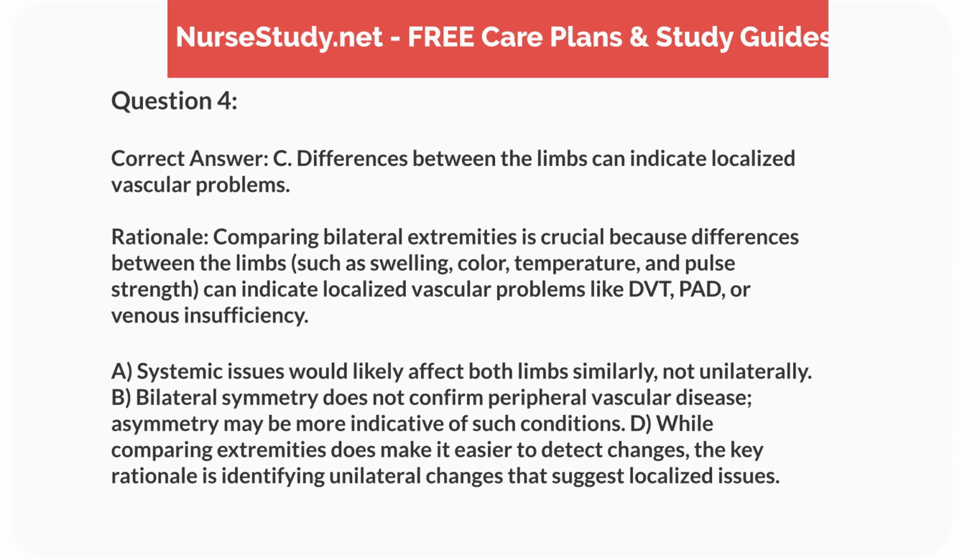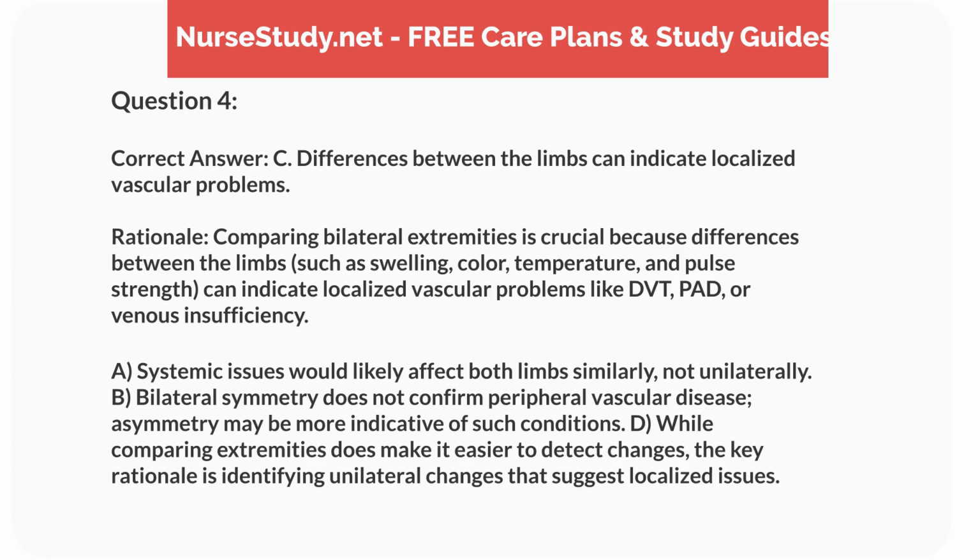Correct answer: C. Rationale: comparing bilateral extremities is crucial because differences between the limbs, such as swelling, color, temperature, and pulse strength, can indicate localized vascular problems like DVT, PAD, or venous insufficiency. A. Systemic issues would likely affect both limbs similarly, not unilaterally. B. Bilateral symmetry does not confirm peripheral vascular disease. Asymmetry may be more indicative of such conditions. D. While comparing extremities does make it easier to detect changes, the key rationale is identifying unilateral changes that suggest localized issues.